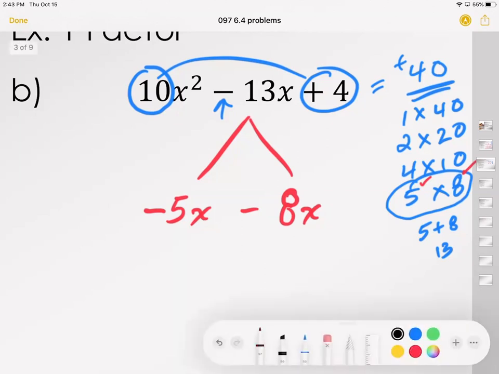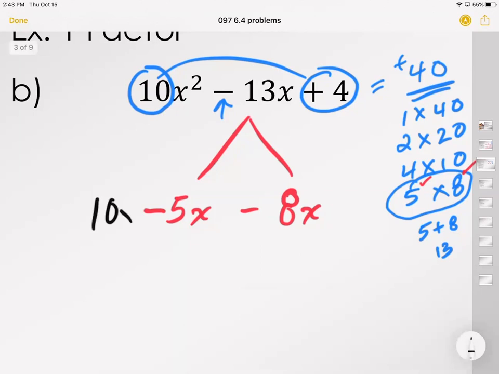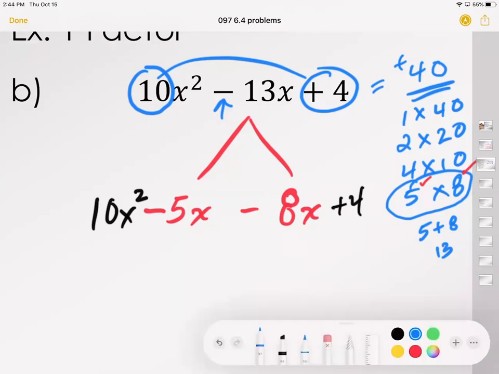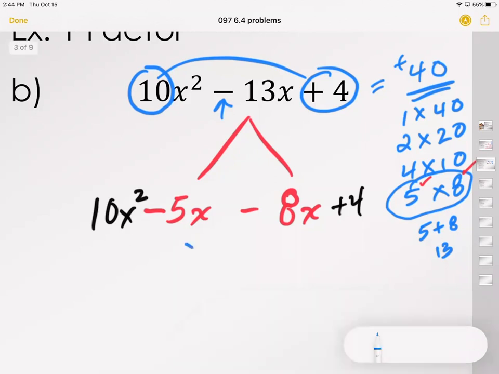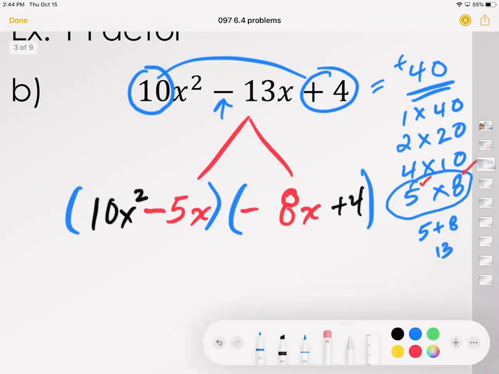I need to bring down the first item, which is the 10x squared. I need to bring down the last item, which is the 4. And now, what can I do? Once you rewrite the problem, we change the look of the problem, but we did not change the problem itself. Instead of writing 13x, we write 5 and 8, the breakdown of the 13. So once we have this, all we need to do is group them up. We group the first two, and we group the second two.